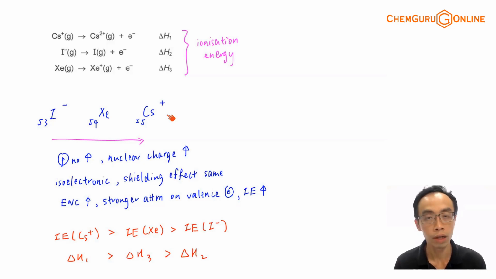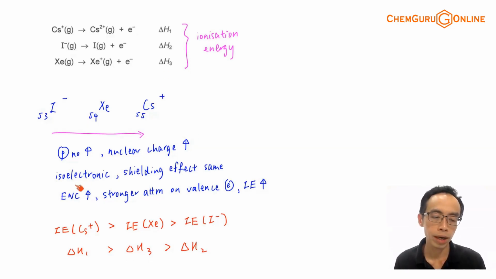So we can just compare effective nuclear charge, and we can link it to my ionization energy. If I consider I-, Xe, Cs+, the proton number goes up, nuclear charge increases, same number of electrons, shielding effect is the same. We will expect as I move across these three guys, effective nuclear charge increases, stronger attraction between nucleus and the valence electron, my IE will go up. So in this case, I'll expect ionization energy for Cs+ to be the biggest as compared to ionization energy for Xe, as compared to IE for I-.